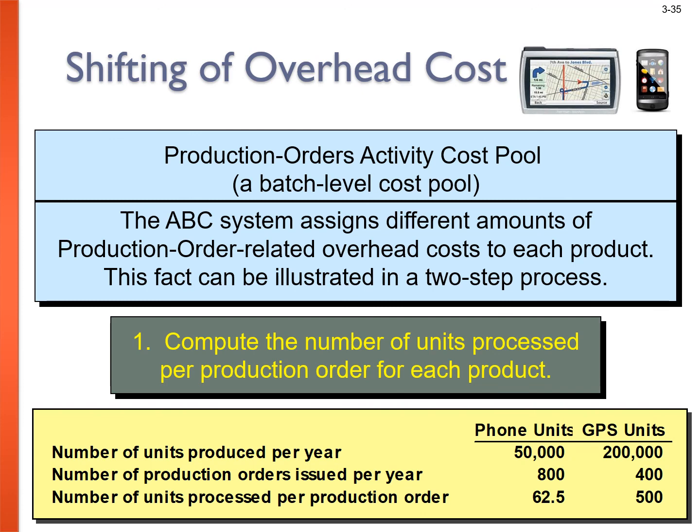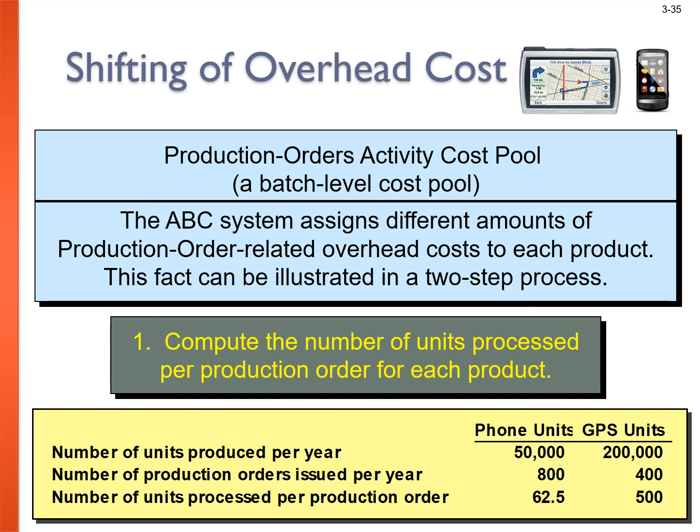This fact can be illustrated in a two-step process. Number one, compute the number of units processed per production order for each product. So the number of units produced per year are listed there. How many are actually produced per production order? I'm sorry, how many production orders are there per year? 800 for the phones, 400 for the GPS.